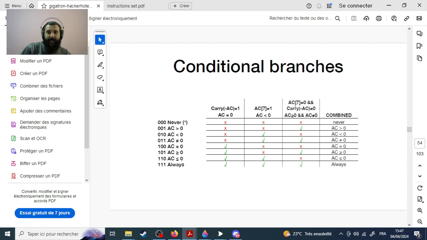And the first bit, we have to combine two conditions. The first one, the sign bit should be zero. That means the value is positive or zero. And at the same time, we should verify that it's not zero to be sure that the value is positive. The value is greater than. This is the greater than.